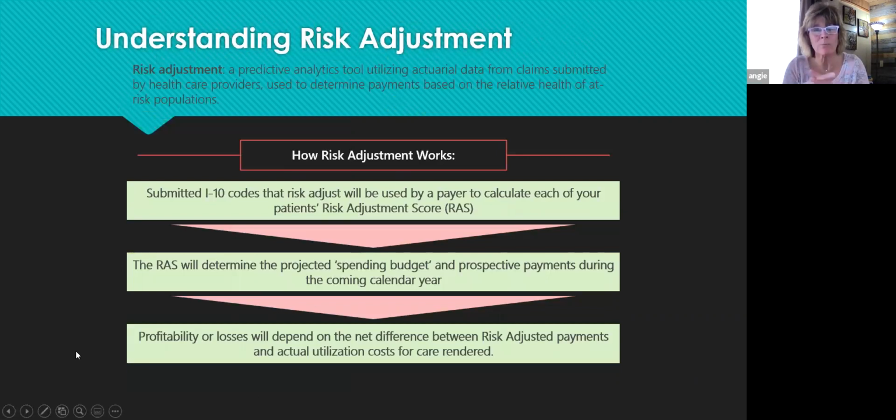So really looking at risk and risk adjustment, that's that predictive analysis tool, and it looks at claims data and how they determine the payment, and looking at that risk adjusted score. This is mostly for your ACOs, but they are going to know their risk adjusted score. And while right now it's not making a big impact because of COVID, there still is profitability or the potential of loss in future years as we continue to move forward. Next slide.